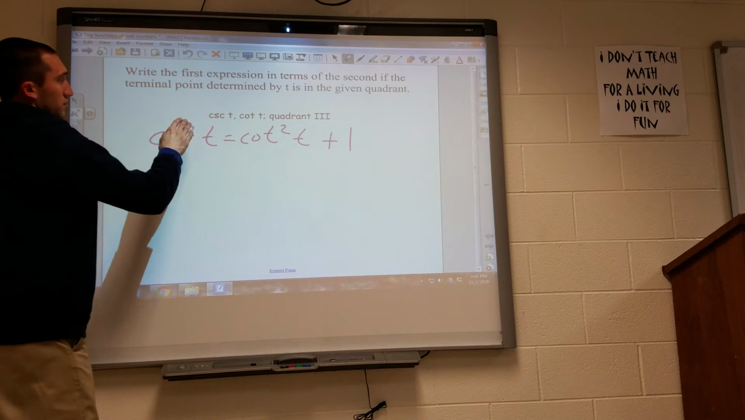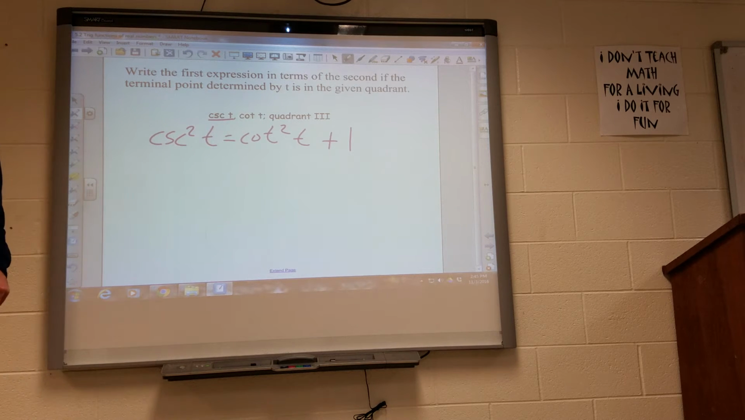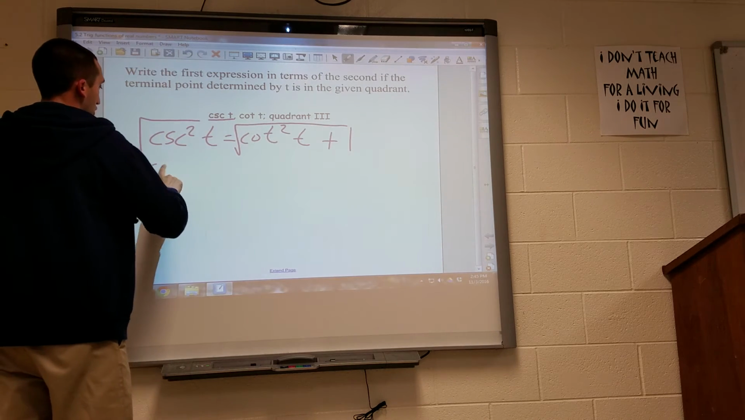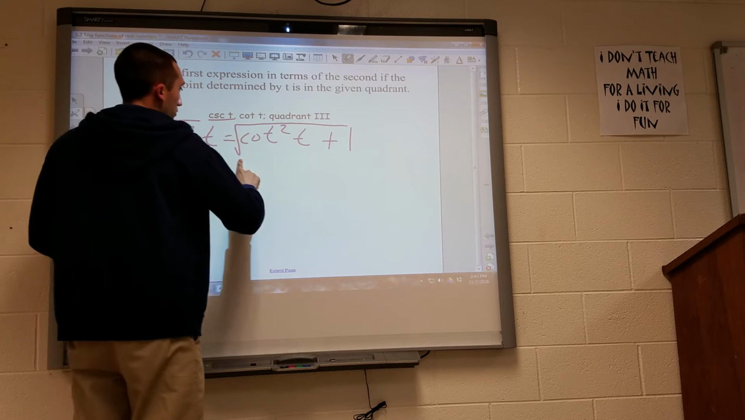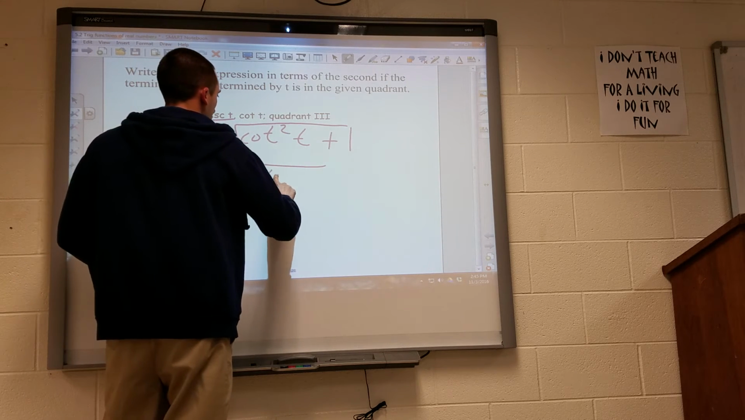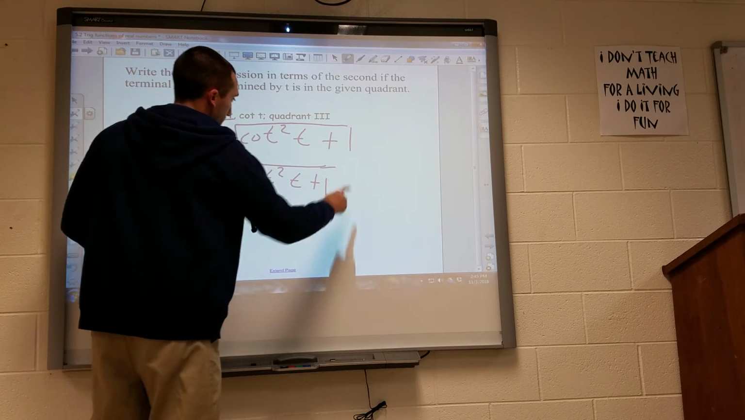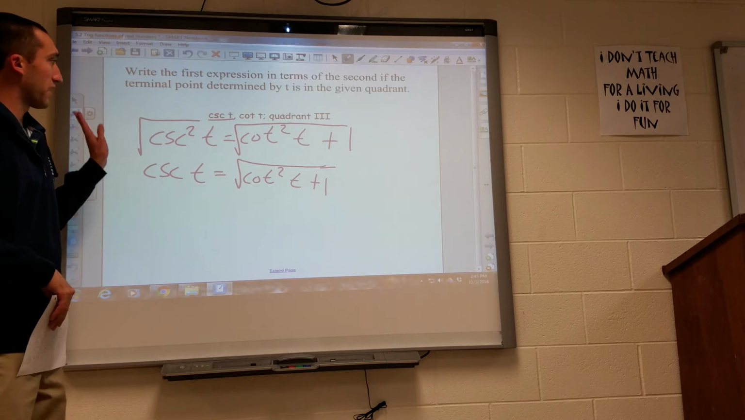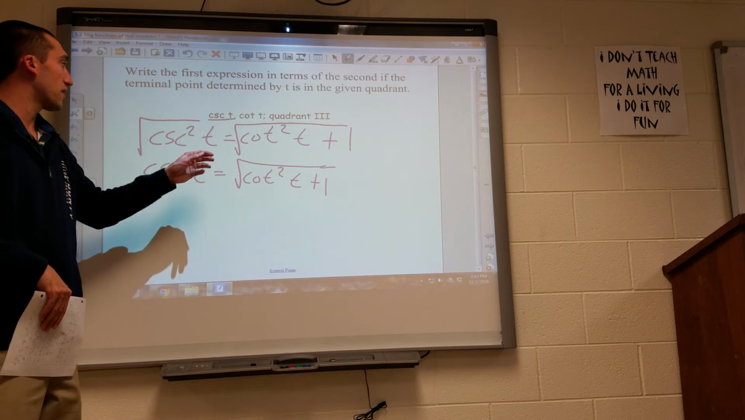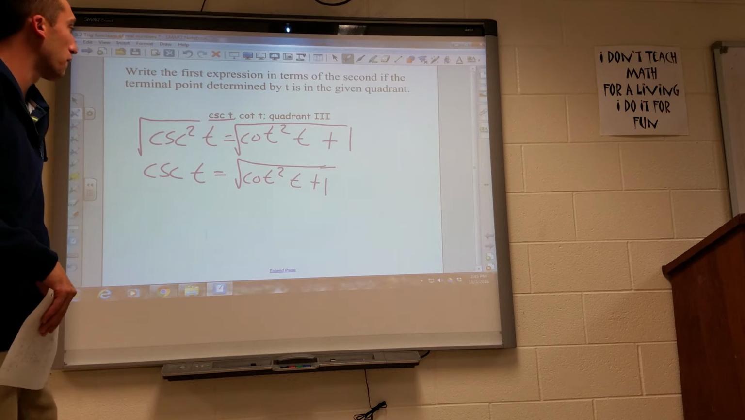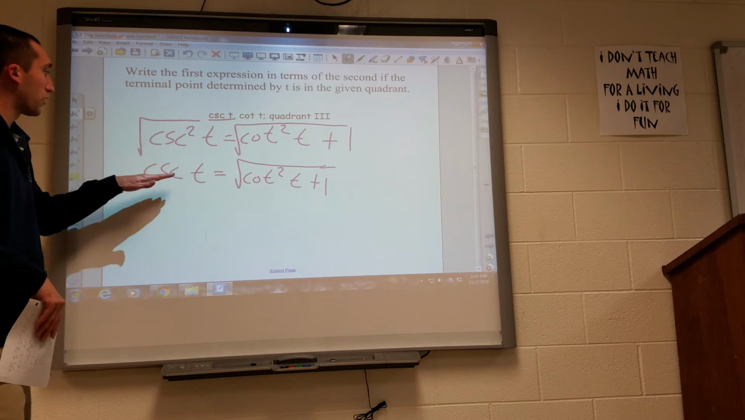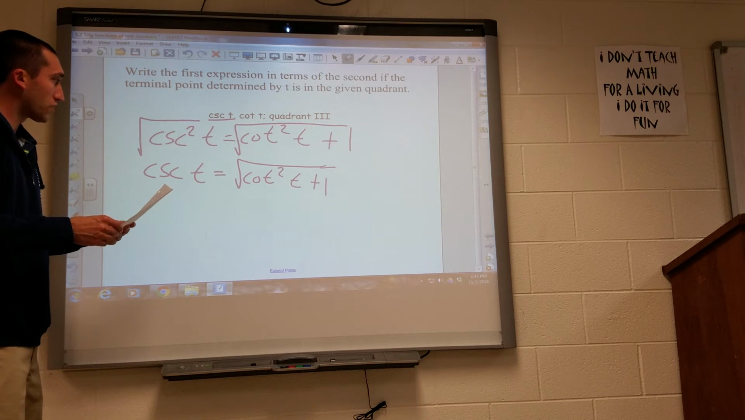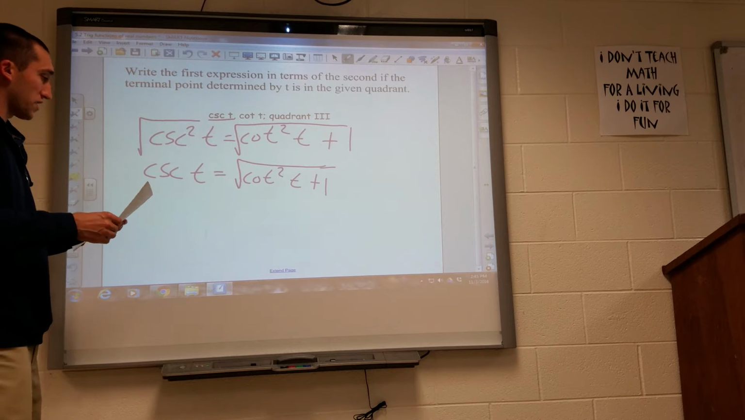Alright, but it wants just the cosecant. I can't have a cosecant squared. So I'm going to take the square root of both sides, and I get the cosecant of t is equal to the square root of the cotangent squared of t plus 1. So this one was a pretty basic example. I had a real easy Pythagorean identity that already had it in terms of cotangent. And so my cosecant of t without the square is equal to the square root of cotangent squared of t plus 1.